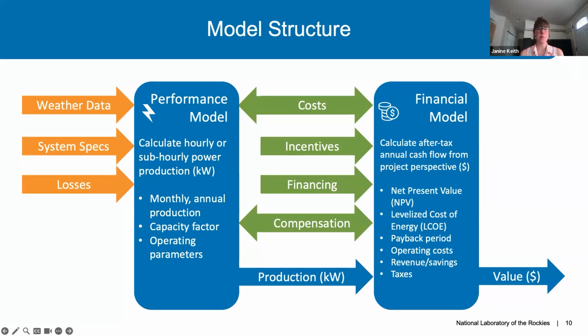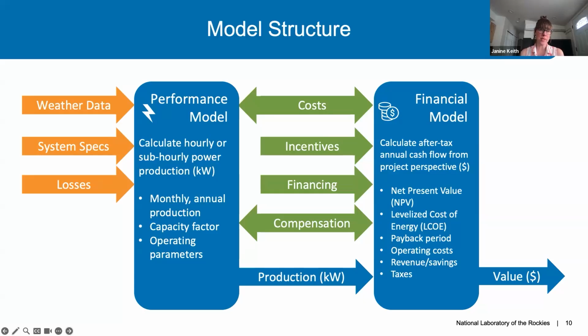And for that, there's information about the costs of the system, obviously, any incentives that a system might be eligible for, whether that's at a local, state, or federal scale, how you're financing that system. Is there a loan for larger scale systems? Are you looking at debt service coverage ratios?